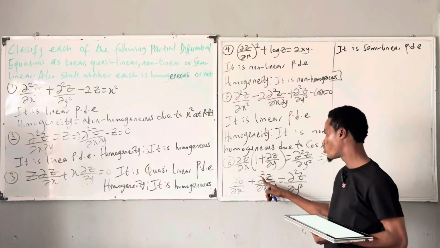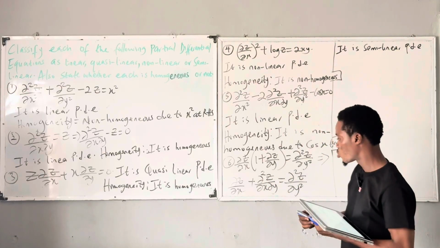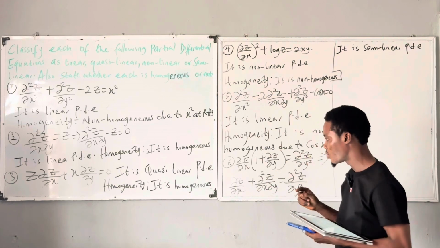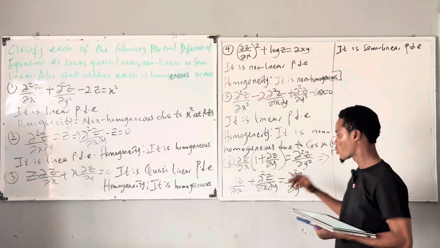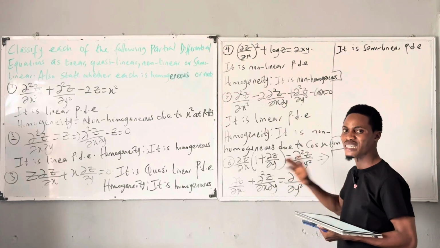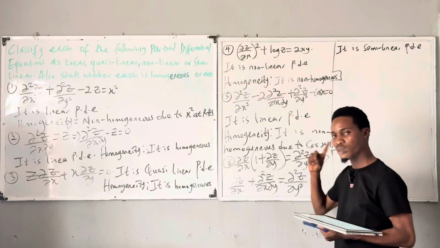But we have the second derivative of z with respect to x. So when you want to check it, the highest order must be linear. The reason why this is semi-linear is that the highest order partial derivative here must be linear. What does linear mean? It means the highest order here is 2, and its power is 1.